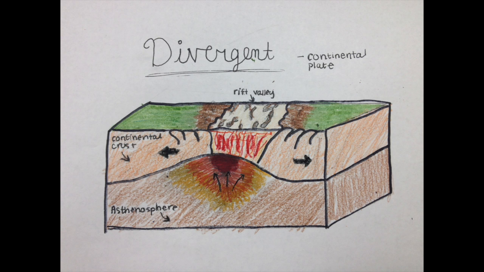So this is an example of a divergent boundary in a continental plate. The bottom part is the asthenosphere, and the top red part of that is where the magma is. The top part of that is the continental crust, and the divergent plate boundary causes the magma to push the continental crust upward, moving the two plates further apart. This causes a rift valley to occur at the surface.